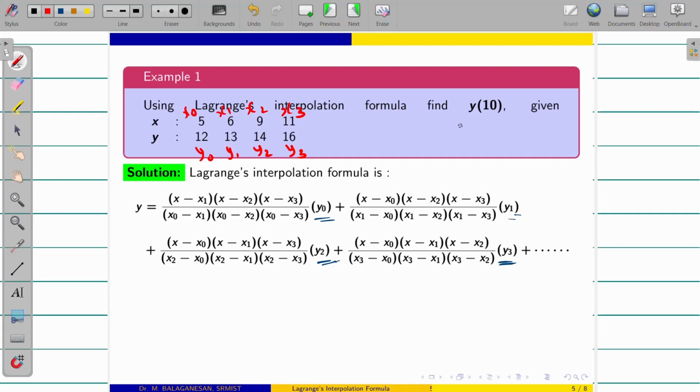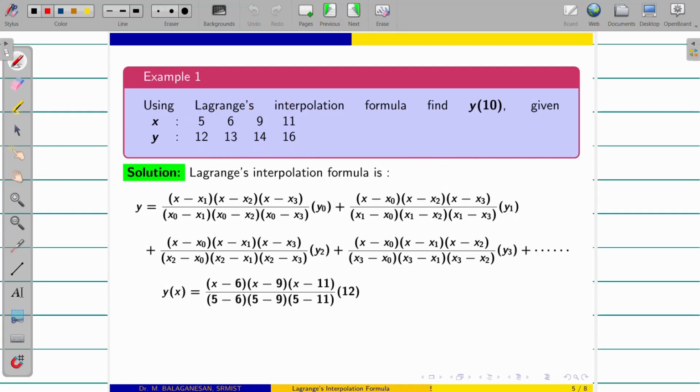That's it. So what is your x? Here, whatever we are finding, that will be our x. You know very well. So replace by that value now. Y of x is equivalent to x minus 6. What is x1? x1 value is 6. This is x naught, x1, x2, x3. So x1 value is 6, and x2 value is 9. x3 value is 11. Which is missing? x naught, 5 value is missing.